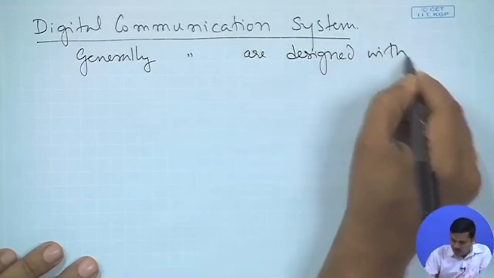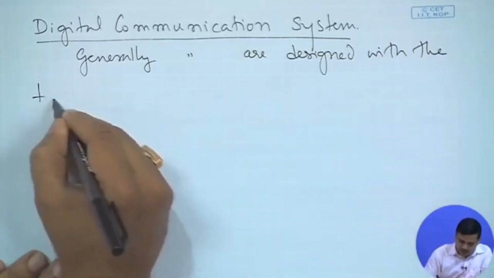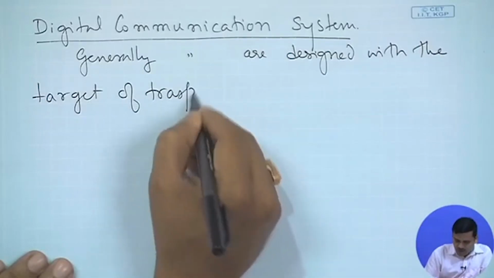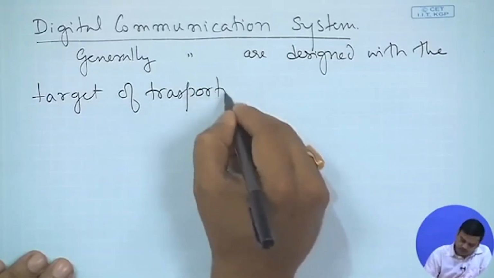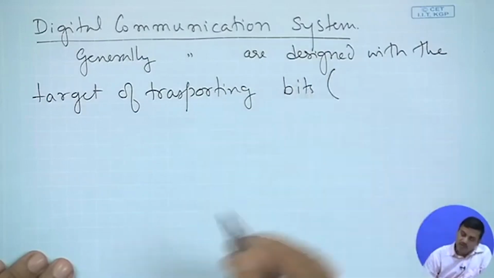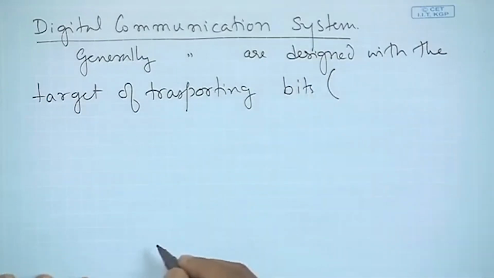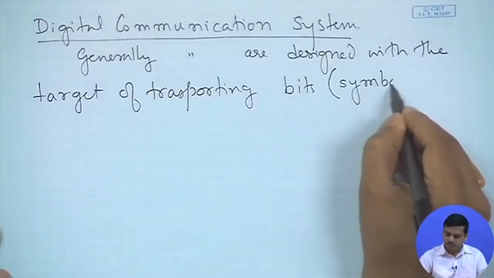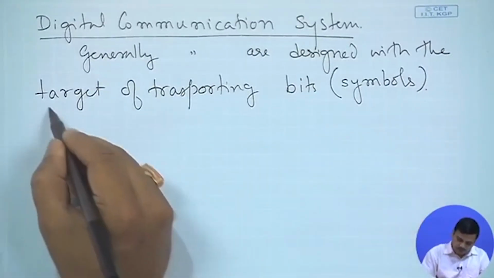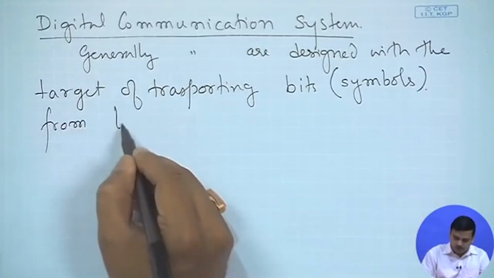with the target of transporting, using a bit of layman's term in the beginning, transporting bits. Earlier it was messages. So from messages we have now come to bits, and if you are a little more advanced, you can say that it involves symbols. So it is the transferring of symbols from the transmitter.